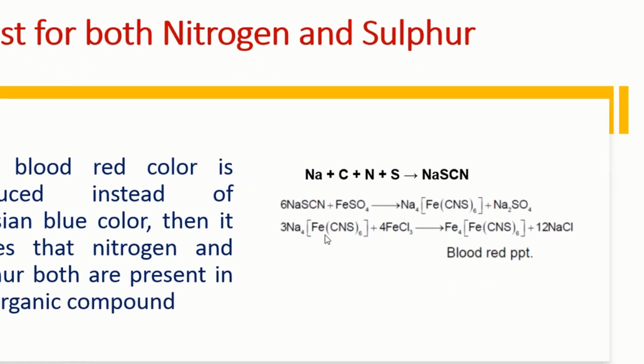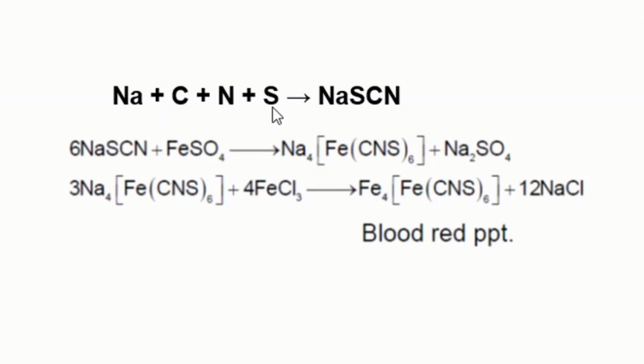So the chemistry involved in this reaction: the carbon, nitrogen and sulfur are combining to make NaSCN. And then the same reaction as on the previous slide, the only difference is we have the sulfur over here. So now this was the sodium thiocyanate, we are adding the ferrous sulfate, so this is ferrothiocyanate. Then again we add the ferric chloride, and the sodium is replaced with the iron. And now the formation of this blood red precipitate indicates that the organic compound contains both nitrogen and sulfur.